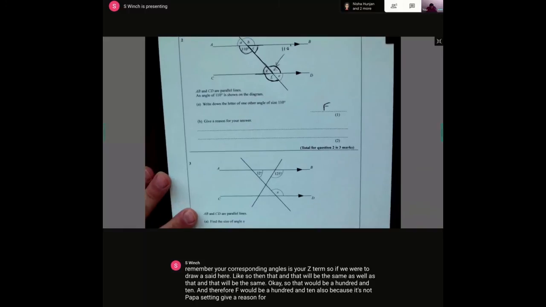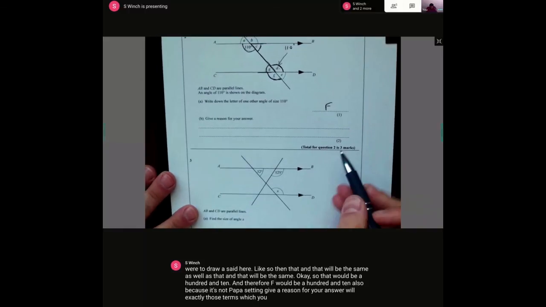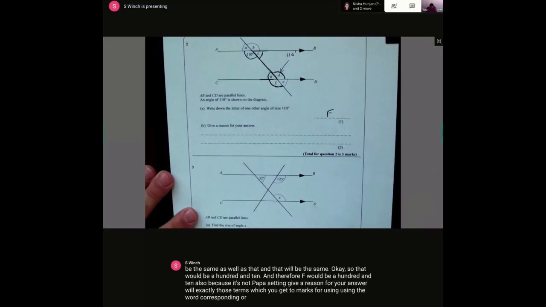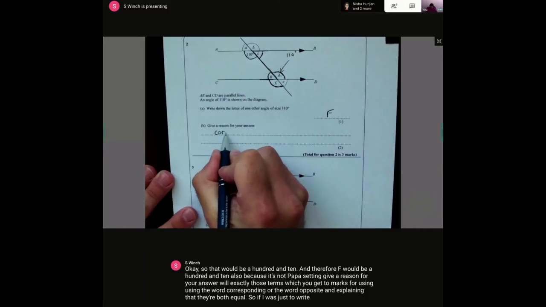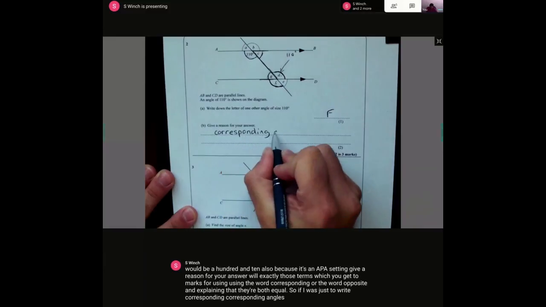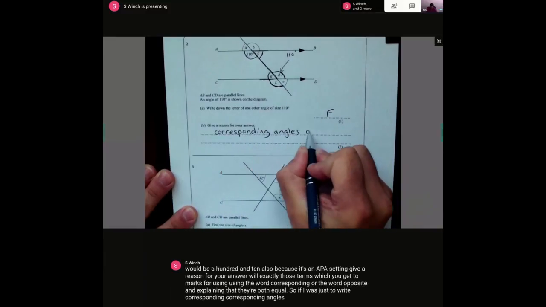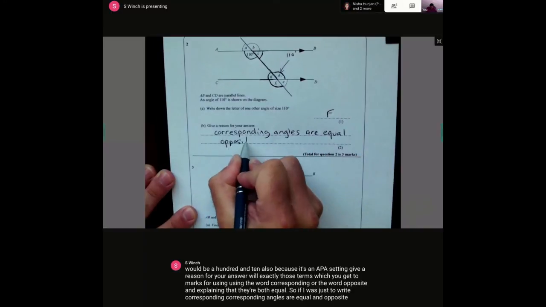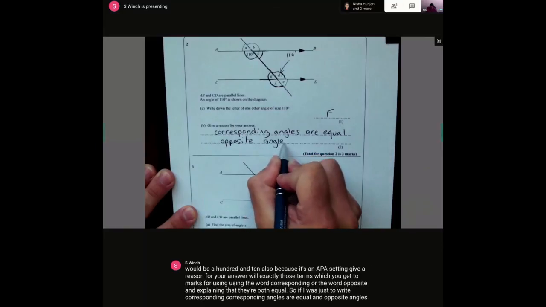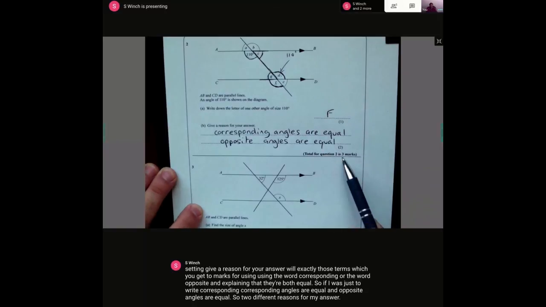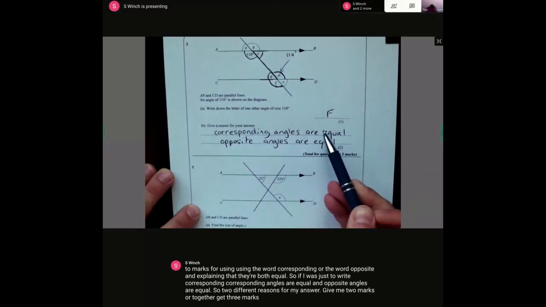Give a reason for your answer. Well, exactly those terms. So you get 2 marks for using the word corresponding or the word opposite and explaining that they're both equal. So if I was just to write corresponding angles are equal, and opposite angles are equal. So 2 different reasons for my answer gives me 2 marks. Altogether, I get 3 marks because I chose the letter F as well.